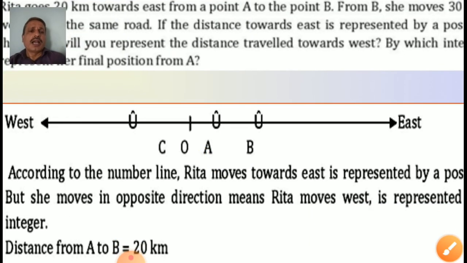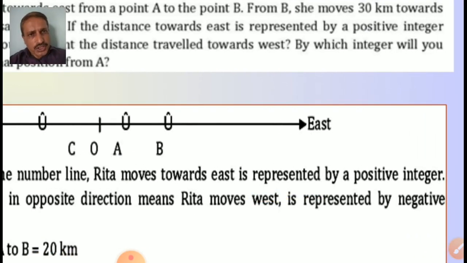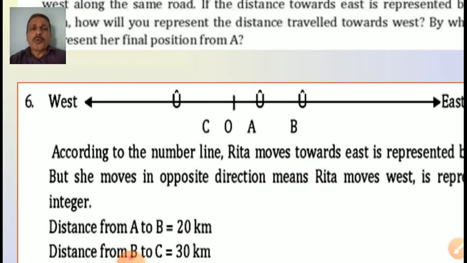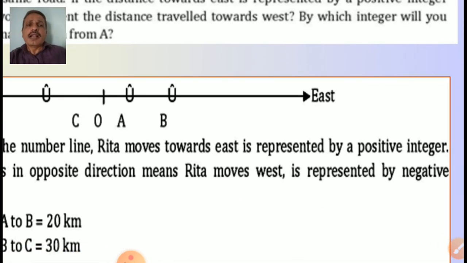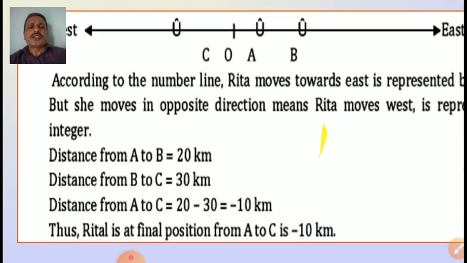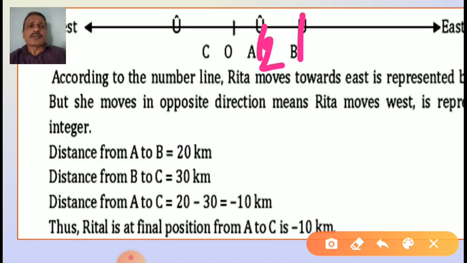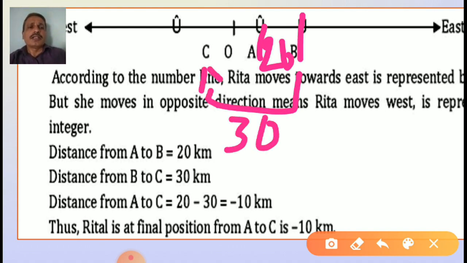According to the number line, Rita's movement towards east is represented by a positive integer, because the question already said the east direction is positive. And next, she moves in the opposite direction, that means we know addition of positive and negative, so the west direction is represented by negative integers. Now the distance she traveled from A to B is 20 kilometers. Now B to C, from here to here is 30 kilometers. So this 30 is negative. The minus sign will be there.